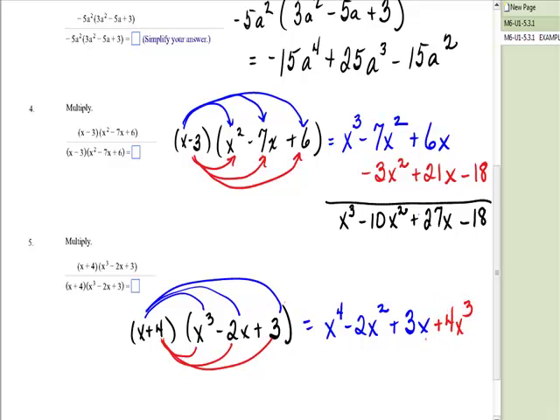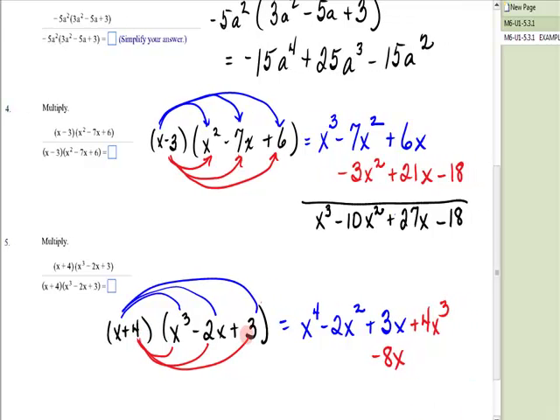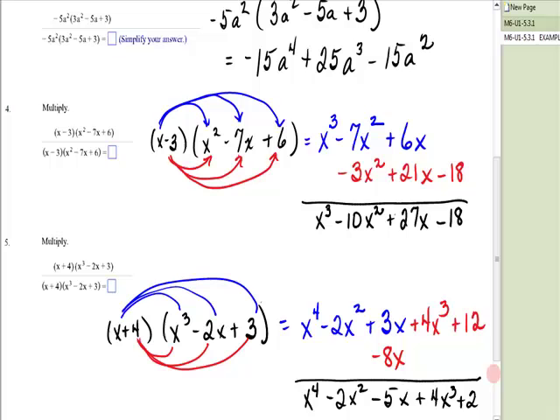There was not one for it to line up under. 4 times negative 2x is negative 8x. There was one for it to line up under. 4 times 3 is plus 12. You don't have to line them up like that, but sometimes it makes it easier when you're combining like terms. I have x to the fourth minus 2x squared minus 5x plus 4x to the third plus 12.